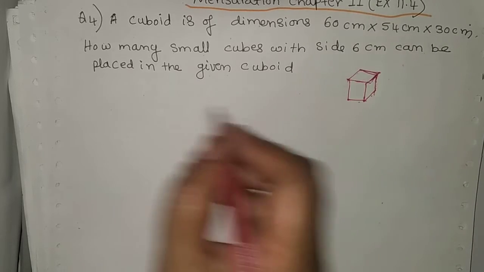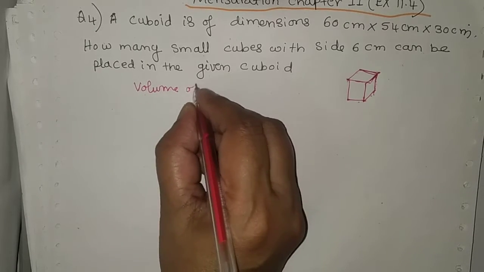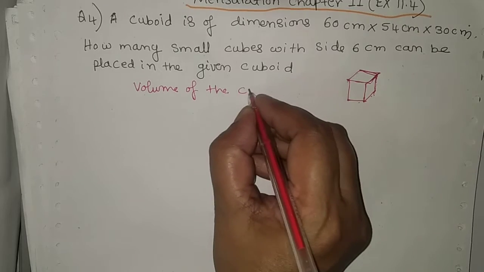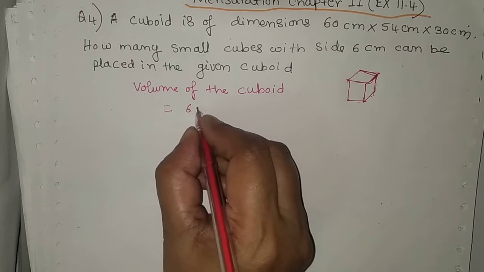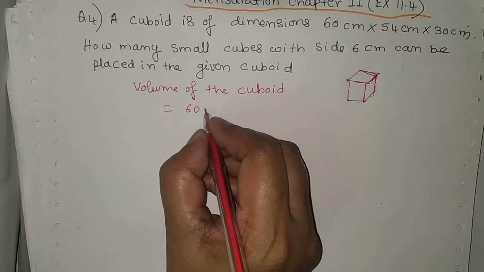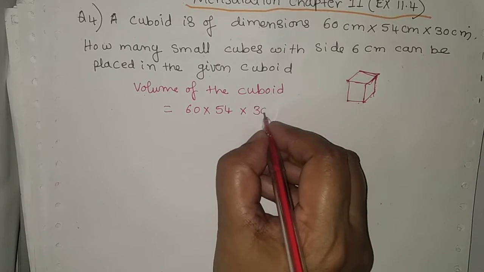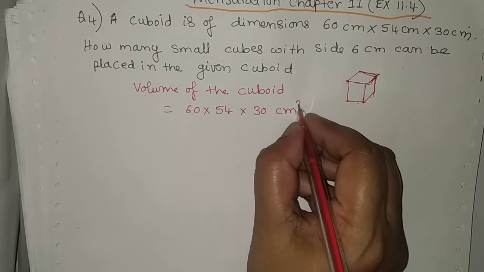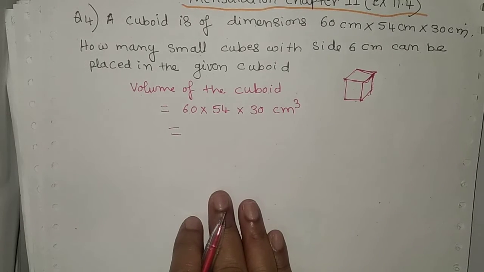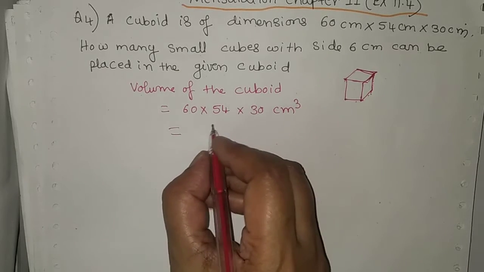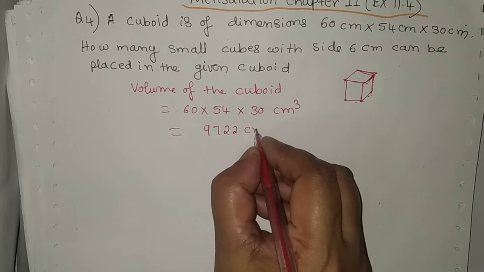The dimensions are given. First we have to find the volume of the cuboid. The volume of the cuboid is 60 into 54 into 30 centimeter cube. Multiplying all this, 60 into 54 into 30, we get 97,200 centimeter cube.